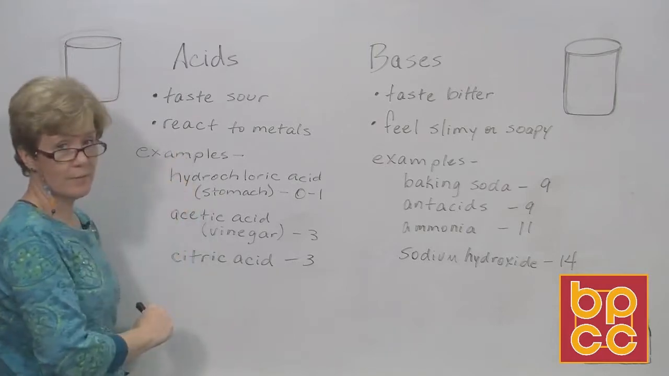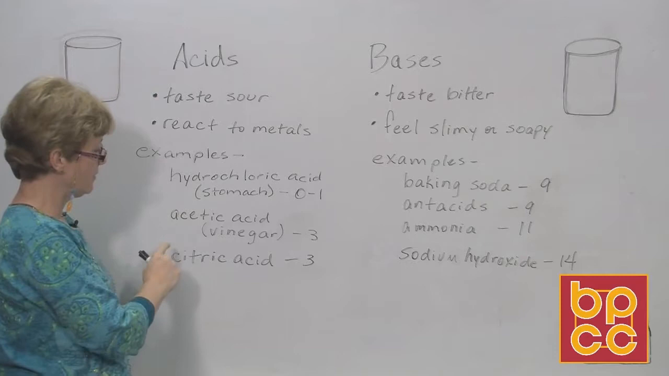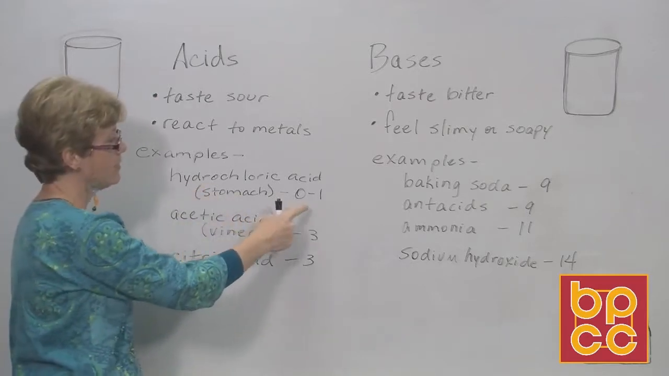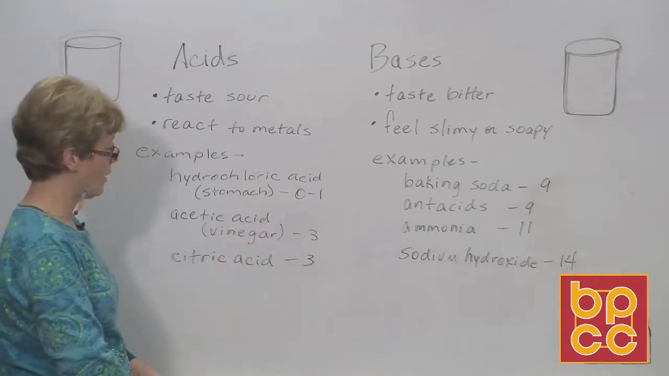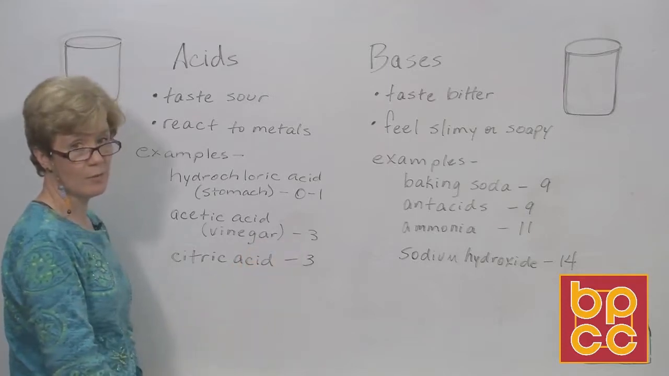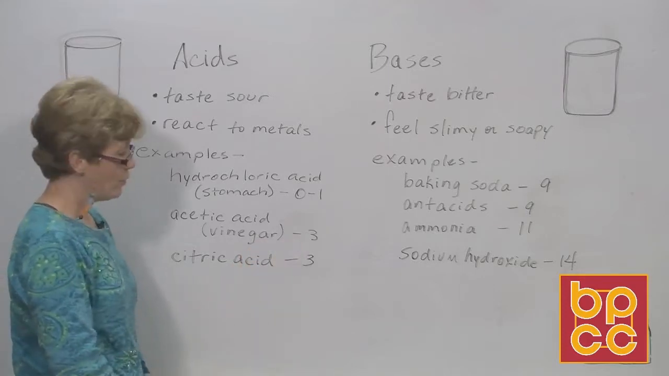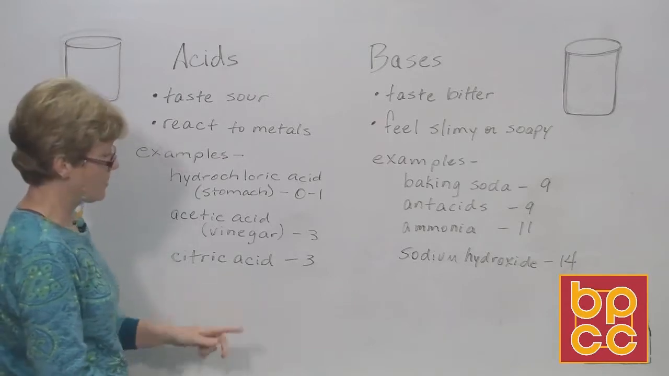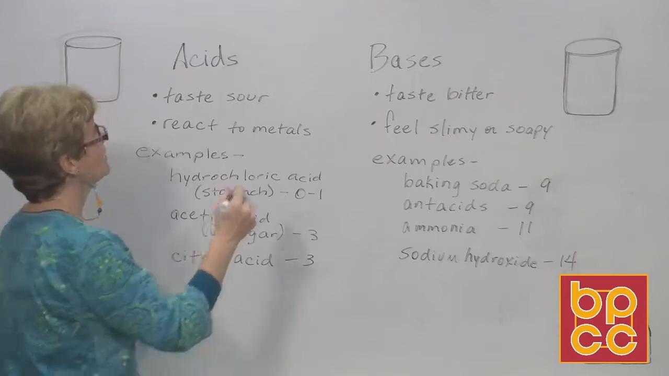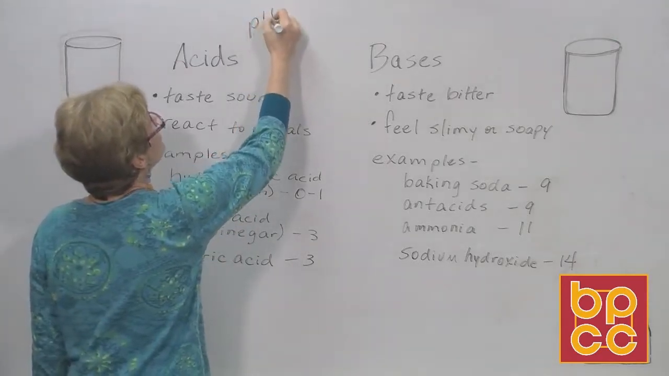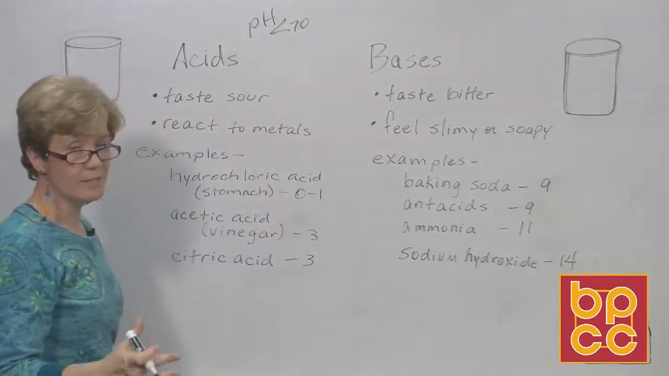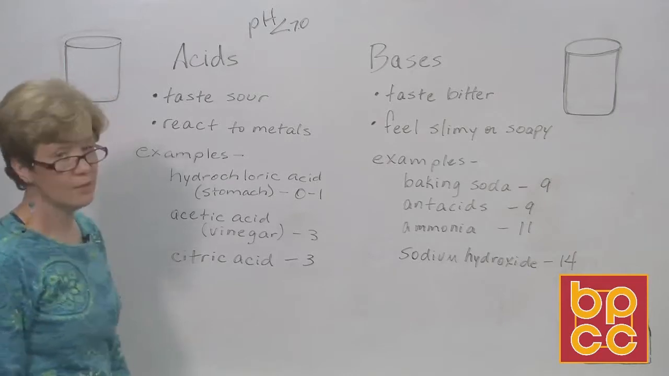Some examples of some acids are hydrochloric acid, which is stomach acid. One of your stomach acids is hydrochloric acid, which comes in with a pH of between 0 and 1. Acetic acid, which we find in vinegar, has a pH of about 3. And then citric acid, which is considered a weak acid, has a pH of about 3 as well. One of the things we know about acids is they all have a pH of less than 7.0. So anything that is 6.9 and less is considered an acid.